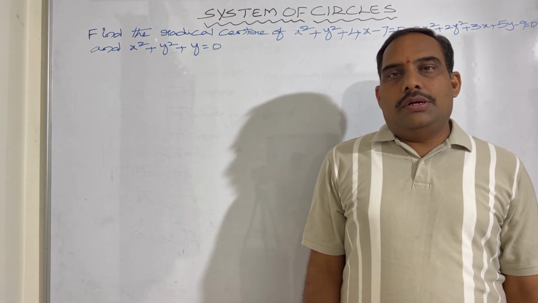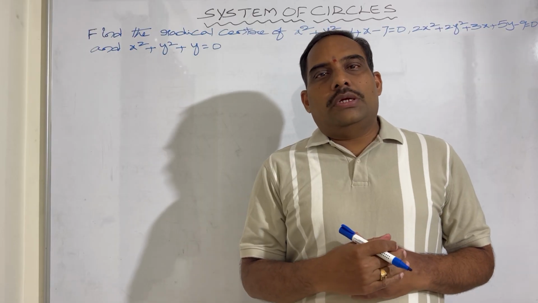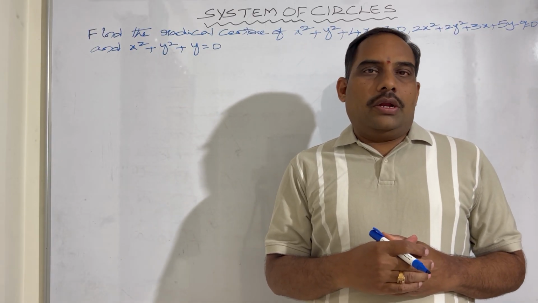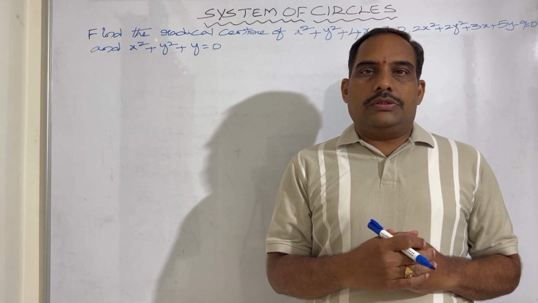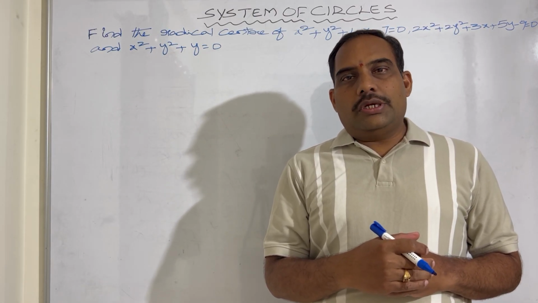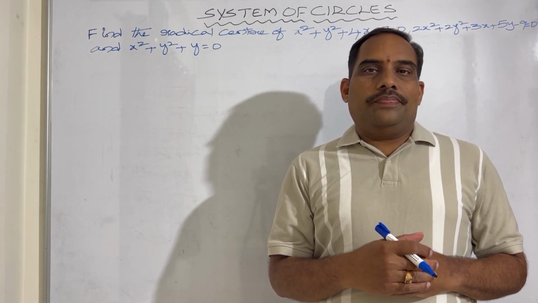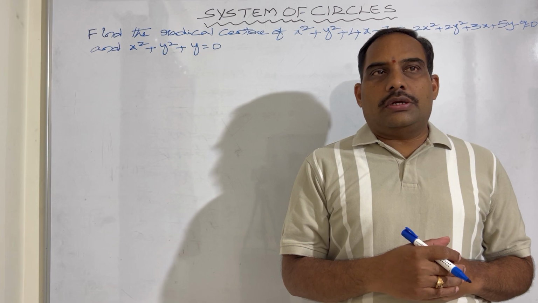What is the radical center? Suppose three circles are given. The number of circles is 3. Find the radical center of 3 circles whose centers are non-collinear. The 3 circles' centers are non-collinear. How do we find the radical center of 3 circles?